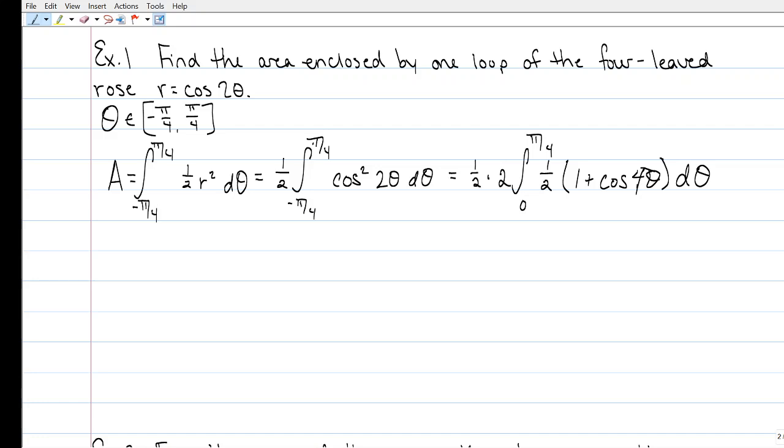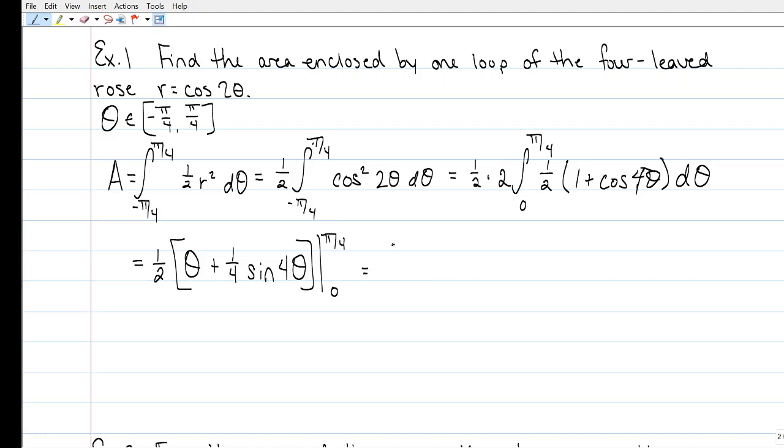So the 1/2 and the 2 out front simplify to 1. I can factor out my second 1/2, so I have 1/2 the integral. Actually, we can go ahead and integrate. Let's not write the integral. So 1/2, the integral of 1 with respect to theta is theta. The integral of cosine 4 theta will be plus 1/4 sine 4 theta. And I want to evaluate this between 0 and pi over 4.